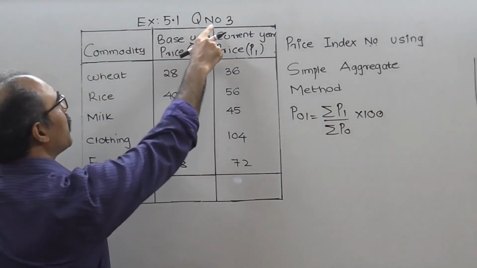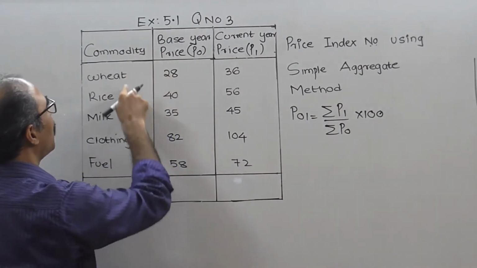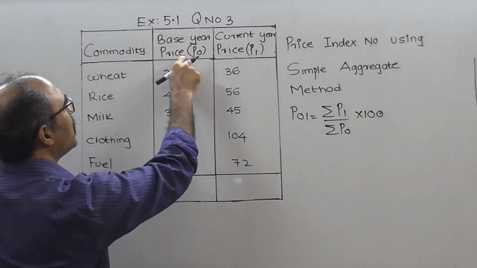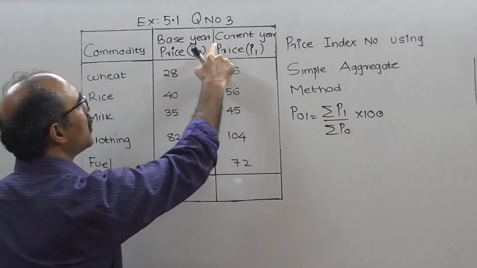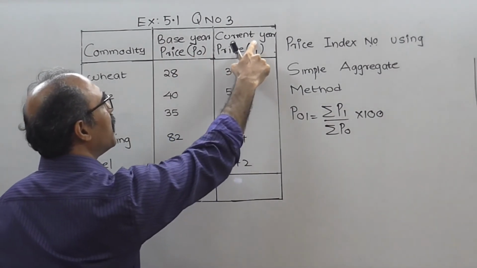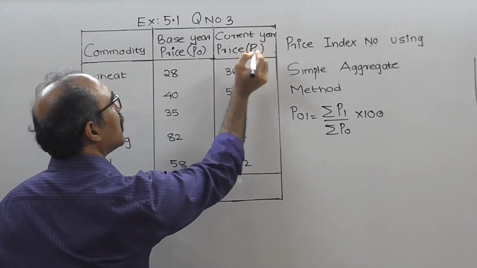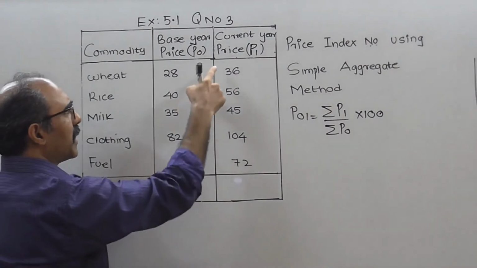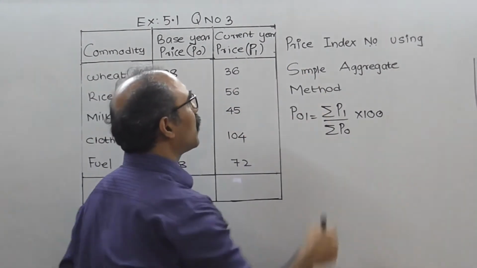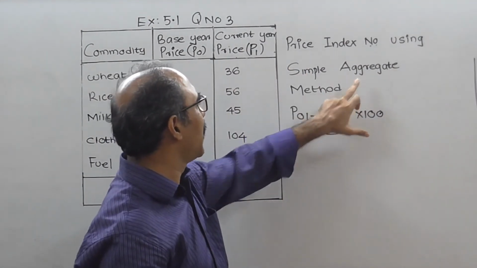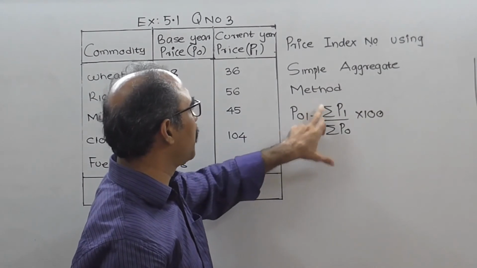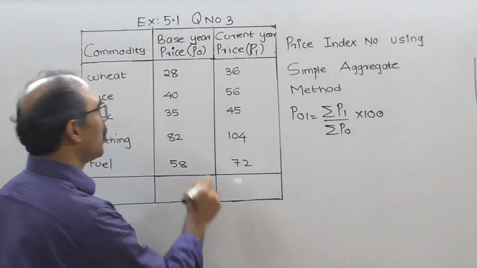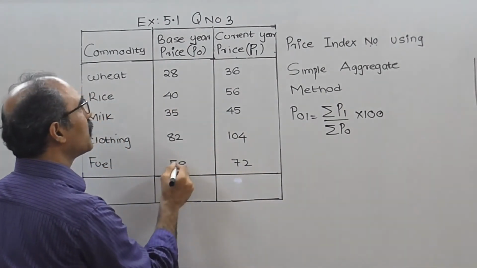We are doing exercise 5.1, question number 3. They have given the commodities wheat, rice, milk, clothing, and fuel. The base year price you take as P0 and the current year's price as P1. You have to calculate the price index number using the simple aggregate method, P01 equals sigma P1 upon sigma P0 into 100. So we total up the P0 column.